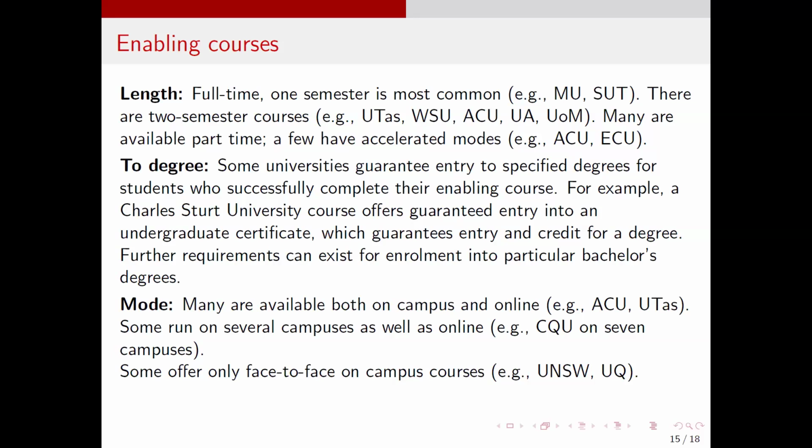So that's an award course. You get a certificate at the end which says certificate, and that guarantees entry and credit for a degree. So it's not the enabling course that gives you credit. The enabling course gets you the certificate, and the certificate gives you the credit.